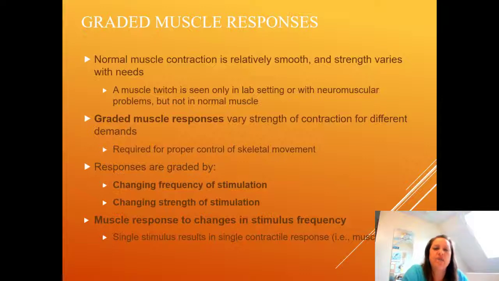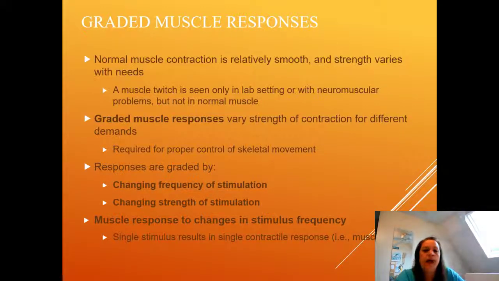Then we have graded muscle responses. So the normal muscle contraction is very smooth, and how much muscle is called to action varies with needs. A muscle twitch is only a thing seen in a lab, not something we can normally produce in our own body. Normally we have what's called a graded muscle response. Changes in the frequency of stimulation and the strength of stimulation. So how often, and then how strong. And it's just going to change how we move our muscle based on what the muscle needs to do.